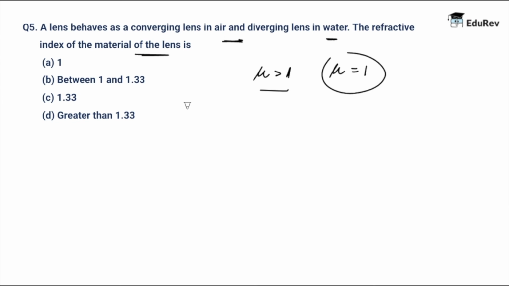And also it's behaving as diverging in water, so mu has to be less than what? Mu has to be less than 1.33. Why? Because mu of water is nothing but 1.33. So the correct answer is going to be option number B, that is somewhere between 1 and 1.33. Why? Because mu is greater than 1 but less than 1.33. So the correct answer is going to be option number B, that is between 1 and 1.33.